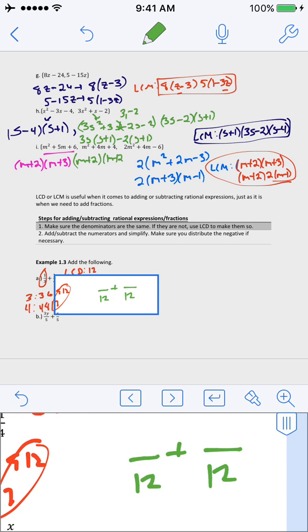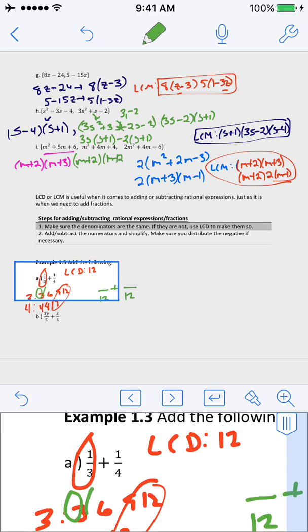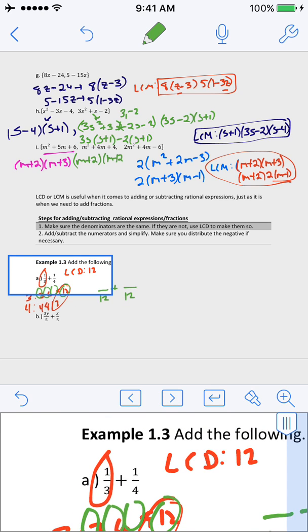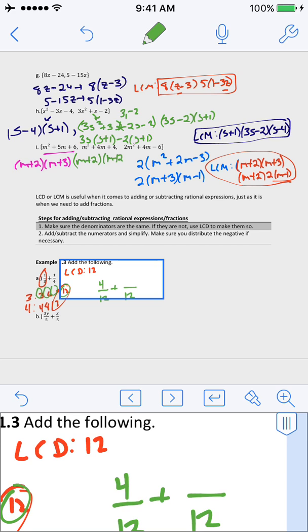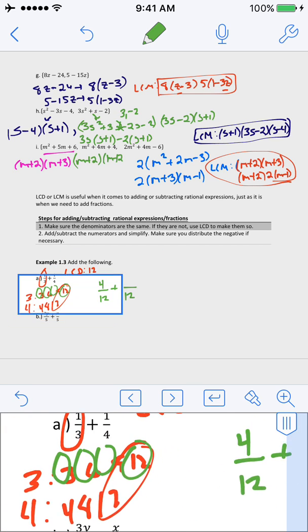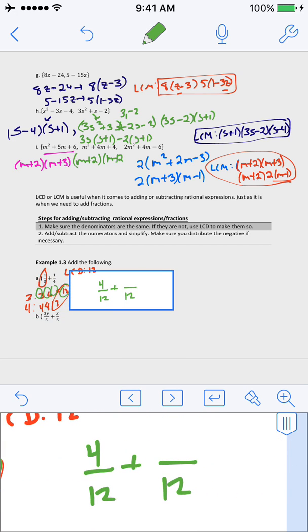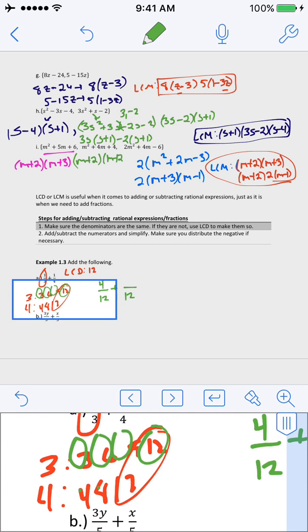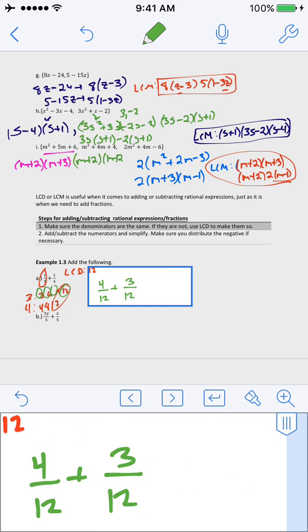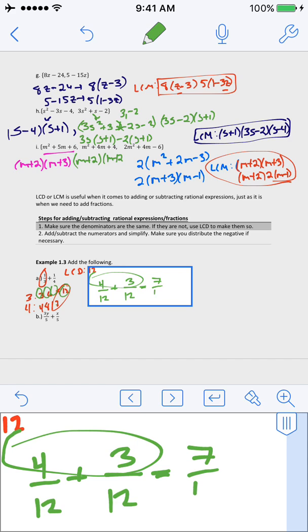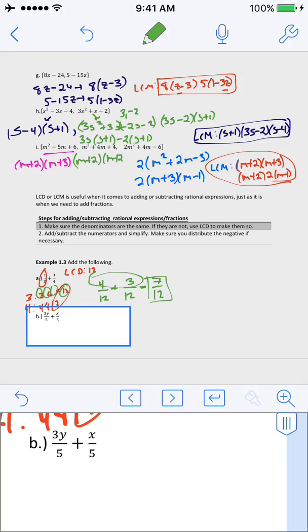In order to get the first one to be over 12, I had to multiply it by 1, 2, 3, 4. So I'll multiply the top by 4. 1 times 4 is 4. Over here, I have the same thing. In order to get the 4 to a 12, I needed to multiply by 1, 2, 3. So I'll multiply the top by 3. And now I just add the numerators. If I have 4/12 and 3/12, I have 7/12. And that's how you add two fractions. Fabulous. Let's do the same thing with some variables now.